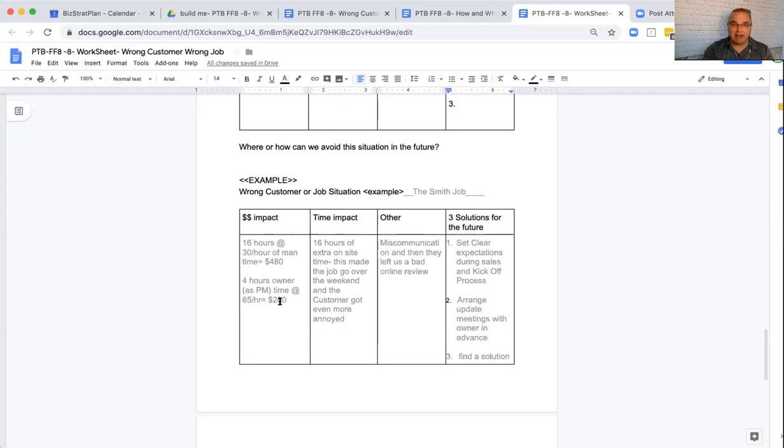The time impact, 16 hours of extra on-site time. Now, you already know what that's going to do to the rest of the jobs you have on the schedule. You're 16 hours behind.